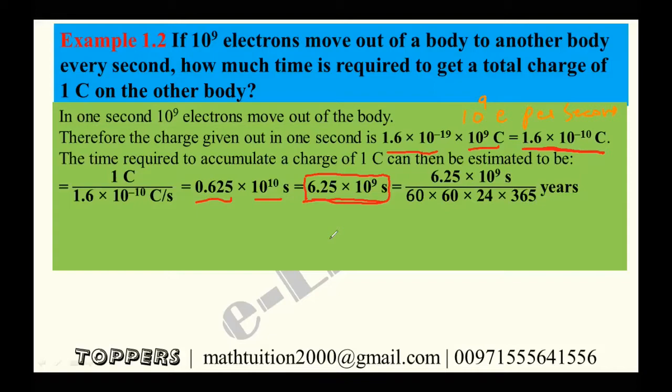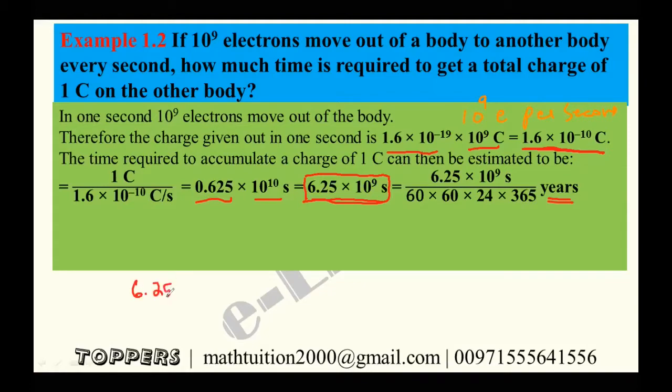How can you convert into years? 6.25 into 10 raised to 9 seconds divided by 60 into 60 into 24 into 365 will give you the years. How many years is it? To simplify it, we do it like this.